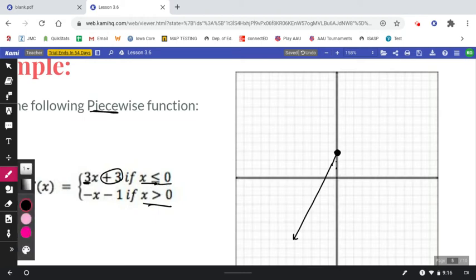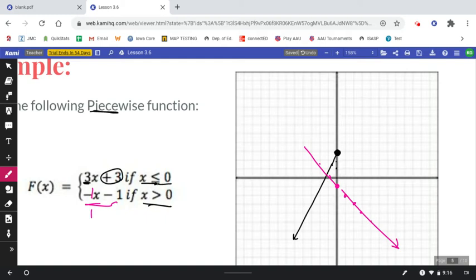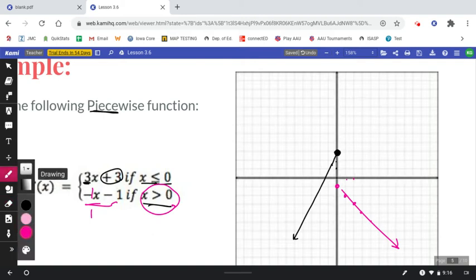So doing the same thing for the second one, I start at negative 1. I'm going down 1 over 1. And I draw my line like that. Now, I only want to do it for x's that are greater than 0. So here would be x positive 1, x positive 2, x positive 3. So I only want those. So I'm going to erase this half of the line. Also, I have to look for the fact that this needs to be an open circle because I'm only doing numbers that are greater than 0. And I'm not doing greater than or equal to, so I don't fill it in.